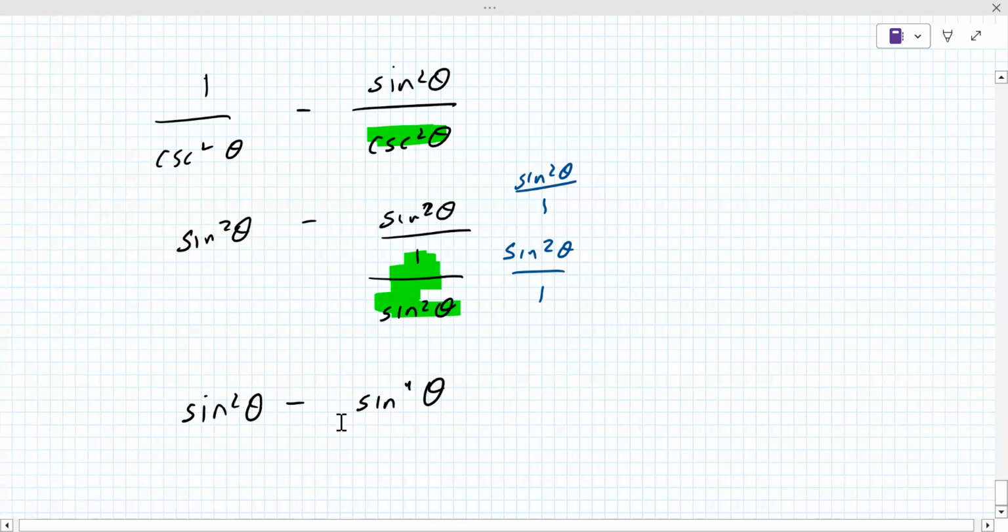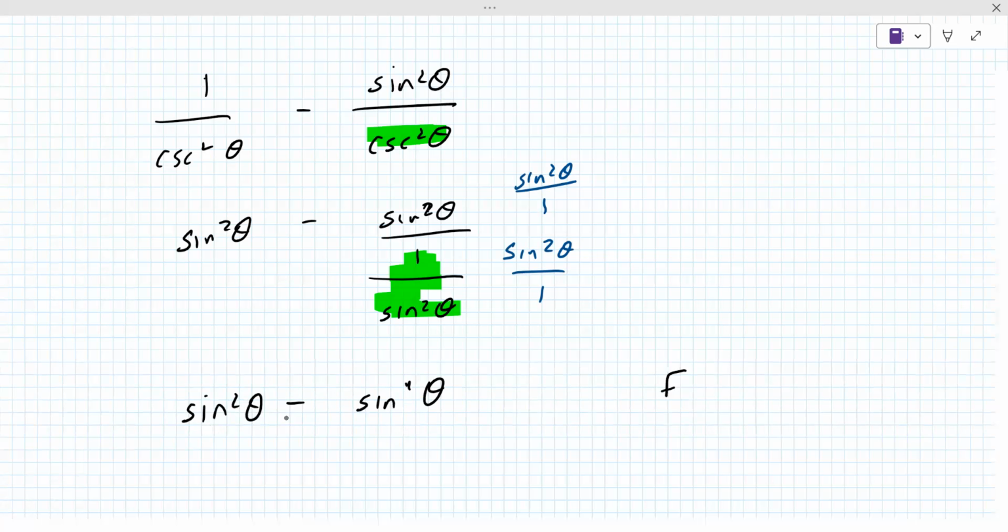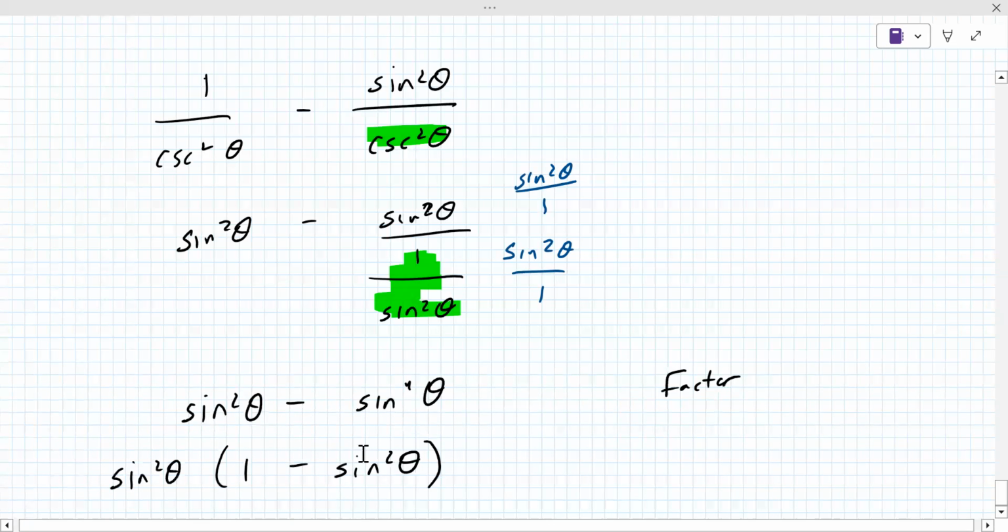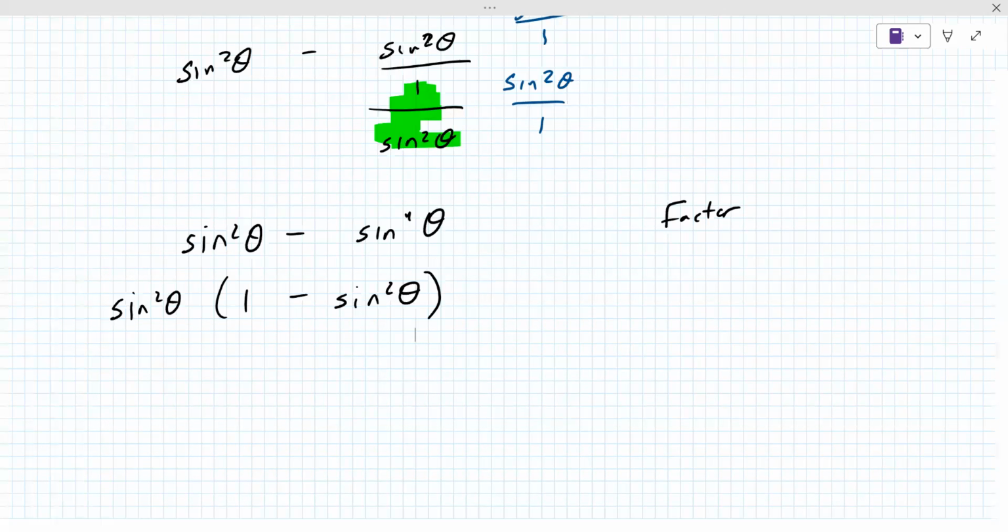This kind of appears done, but there's just a little bit more to do because it's generally bad to leave these higher order exponents. You can factor. So you pull out a sine squared theta from each. And then you're maybe like, oh, I've seen that before. 1 minus sine squared theta. What could that be? And you're like, oh, it's a Pythagorean identity.